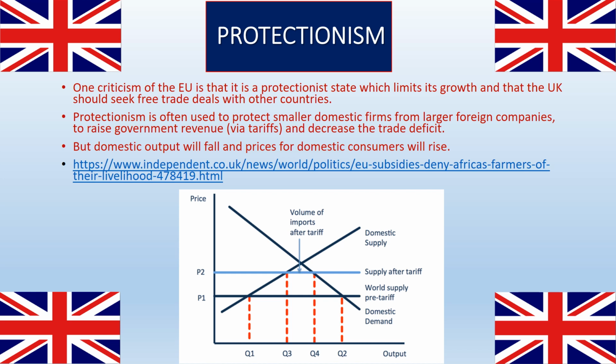Now, protectionism is often used to protect smaller domestic firms from larger foreign companies, to raise government revenue through tariffs, and to decrease the trade deficit. But domestic output will fall since these smaller firms are less competitive due to help from the government, such as subsidies and tariffs, and prices for domestic consumers will rise due to the tariffs on imports.